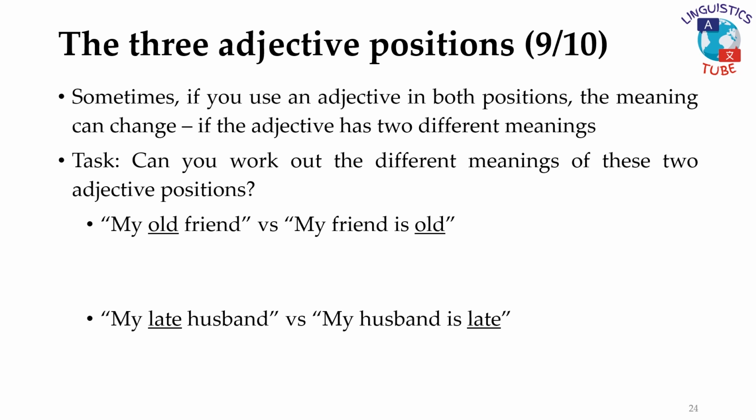Interestingly, for a few adjectives, changing the position of the adjective from attributive to predicative changes the meaning of the adjective. Here are two examples for you to think about. Let's start with the easy one. My old friend versus my friend is old. What are the different meanings of these two positions? Please pause the video to work out the different meanings, and continue when you are ready.